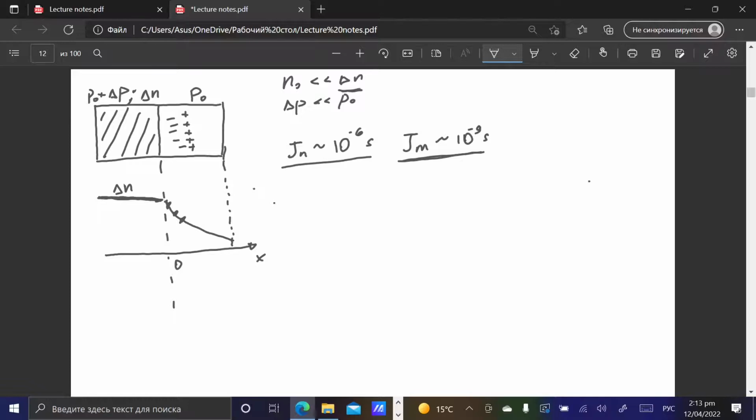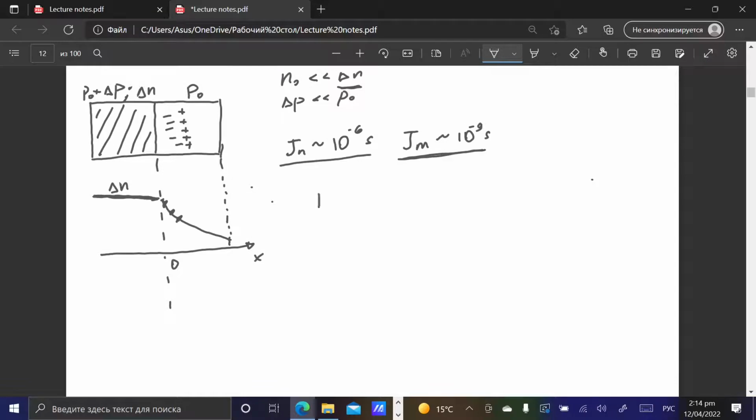So that means we don't have space charge, which means we don't have an electric field. If we don't have an electric field, we don't have drift of charge carriers. We have only diffusion. That makes our life a bit easier, because we can operate only with the diffusion process.